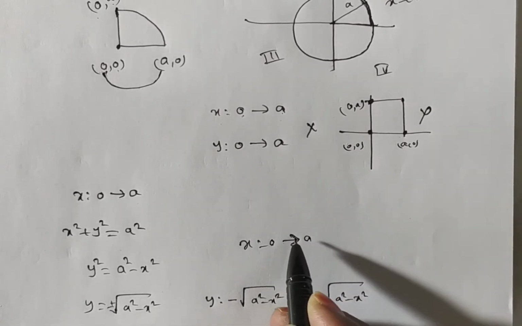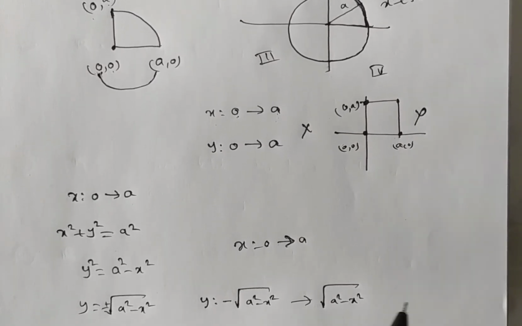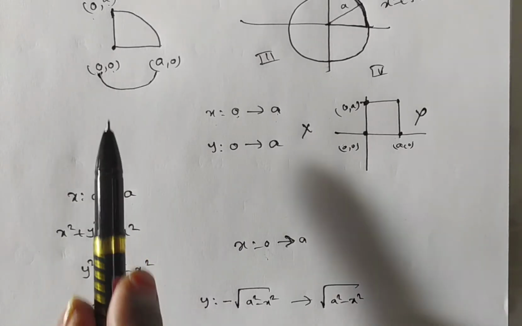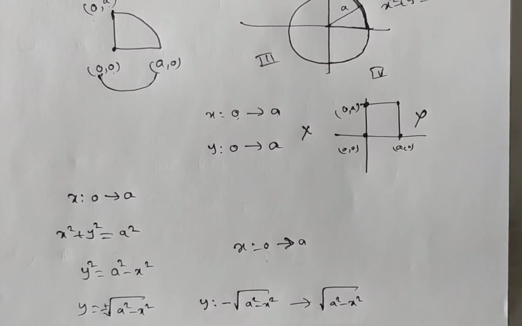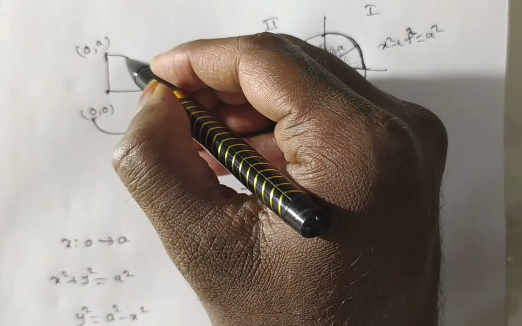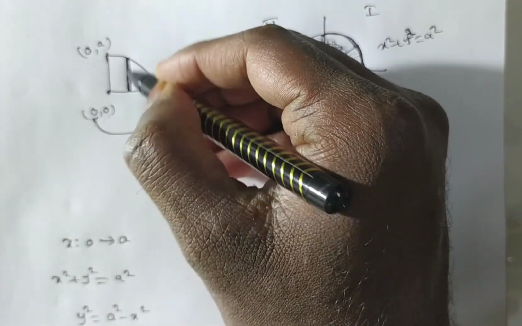In this case you have to observe the given region in the first quadrant. In the first quadrant, are the x values and y values positive or negative? Positive only. X is positive, so 0 to a. Y is also starting from 0. After getting the region, what you have to do is draw the strip which is parallel to the y axis.